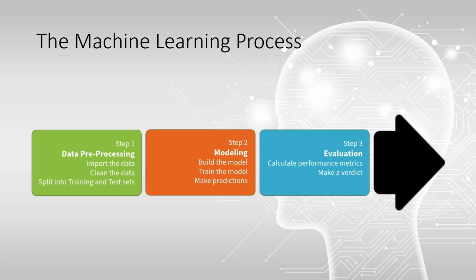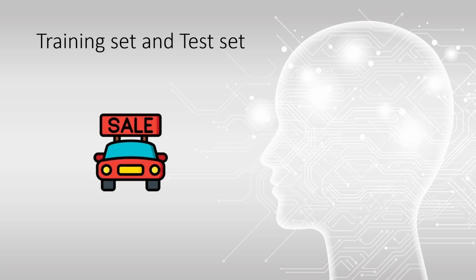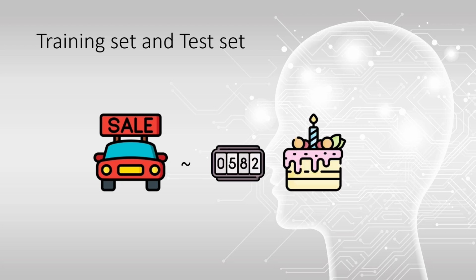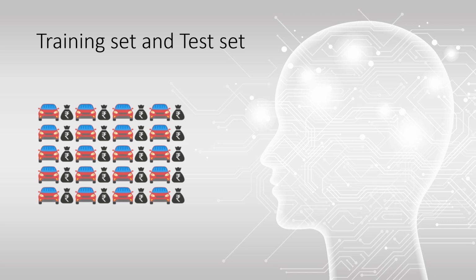Now we will talk about the importance of splitting the data into a training set and a test set. Let's imagine that you are tasked to predict the sale prices of cars, and that is your dependent variable. And your independent variables are the mileage of the car and its age. And in your data that is supplied to you, you have 20 cars in total. Of course, that is not a lot, but for understanding purpose for our example, that will be sufficient.